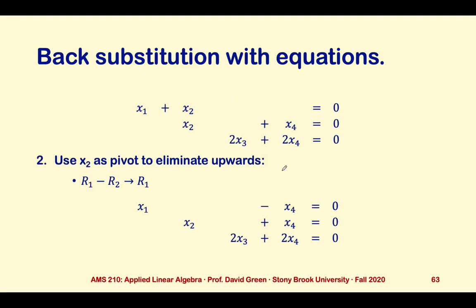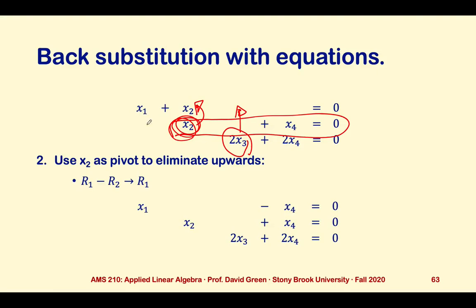As always, after focusing on the last equation, what have we done now? We have successfully taken this variable, and now it's missing from all of the equations above. It's been isolated in a single equation. We move up to the next equation, focus on the pivot of that equation, and try to use that as a pivot to eliminate the equation above. Same coefficients, so we simply subtract row 2 from R1 and replace row 1.